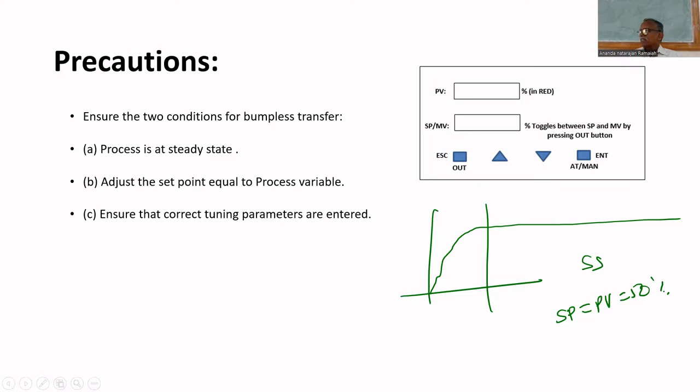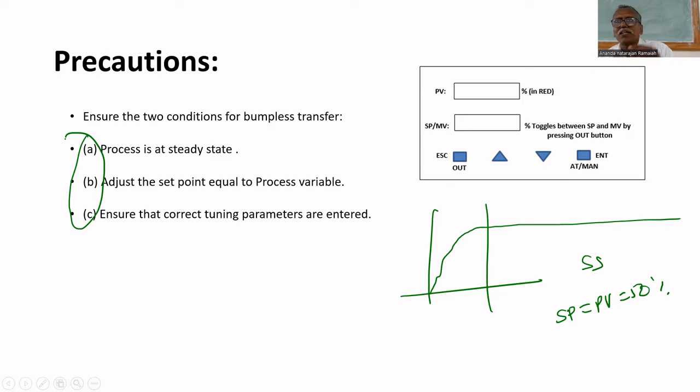The second condition is to make the set point equal to PV. The third point is that an appropriate value of Kc and Ta must be there. Suppose for Kc you gave a very large value, then any disturbance that comes makes the process unstable. It should control the disturbance and reject the disturbance. For that, an appropriate value of Kc and Ta must be given. So if the 3 conditions are satisfied and you transfer from manual mode to auto mode, then it is called bumpless transfer. The process should be at steady state.